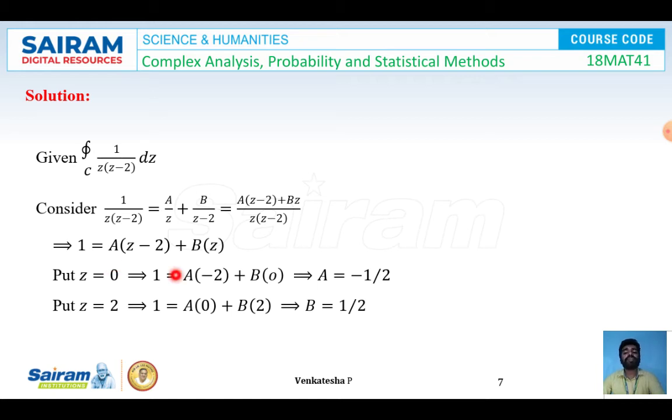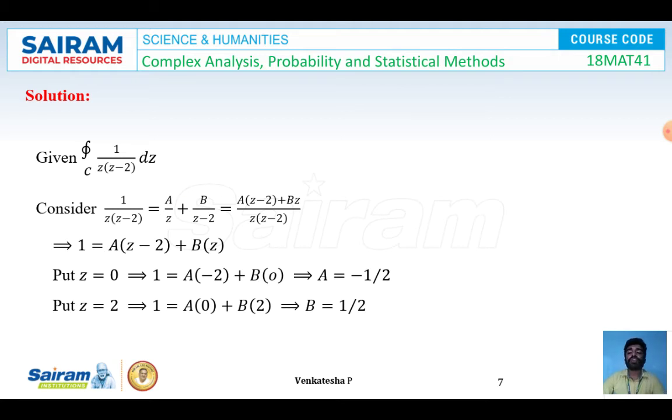I'll be getting 1 is equal to a into 0 minus 2, which becomes minus 2, plus b into 0. I got a is equal to minus 1 by 2 after simplification. Similarly, I am putting z is equal to 2, I got 1 is equal to a into 2 minus 2, which is 0, plus b into 2. I got b is equal to 1 by 2. Now I am replacing the values of a and b in this equation.